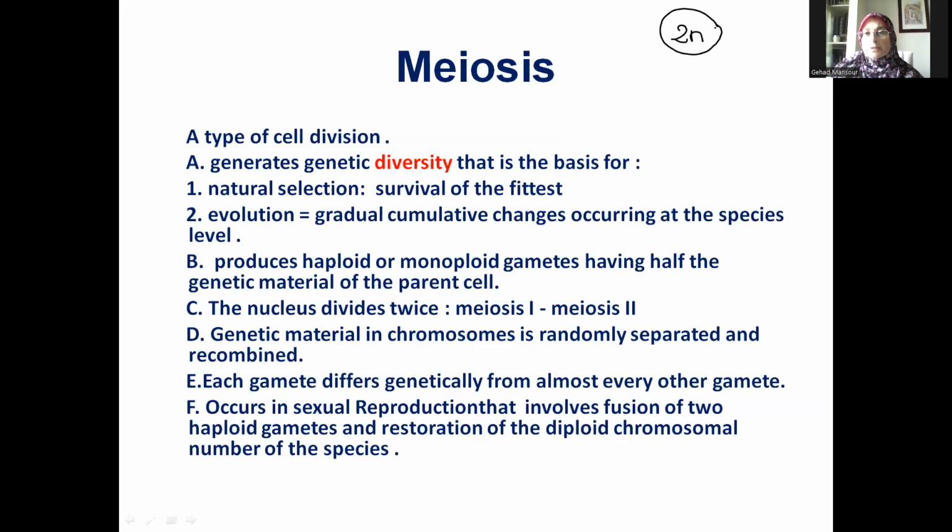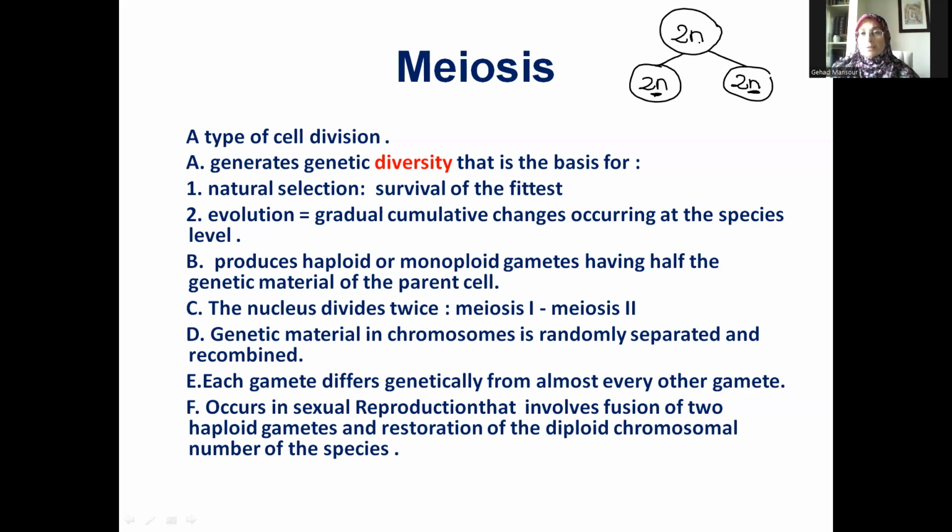Let's say that the parent cell is 2N, and then you do one shot of nuclear division followed by cytokinesis, or cytoplasmic division, in order to give rise to two daughter cells. These two daughter cells are exactly identical to the parent cell just because they have the same genetic makeup. They have the same number of chromosomes and the same type of chromosomes.